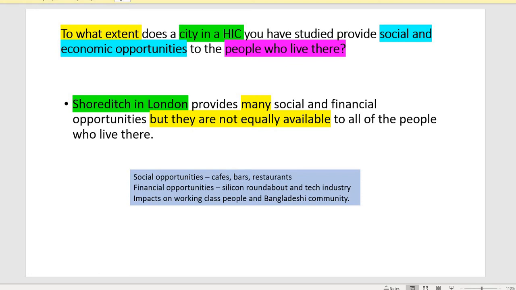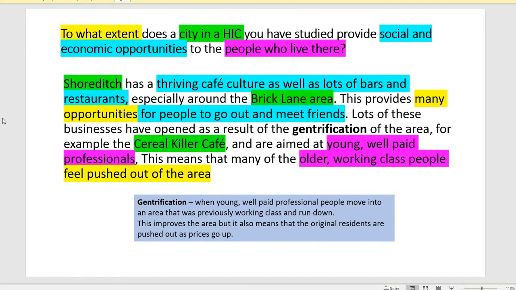Okay, so here is my first paragraph. Shoreditch has a thriving cafe culture as well as lots of bars and restaurants, especially around the Brick Lane area. This provides many opportunities for people to go out and meet friends. Lots of these businesses have opened as a result of the gentrification of the area, for example, the Serial Killer Cafe, and are aimed at young, well-paid professionals. This means that many of the older working class people feel pushed out of the area.